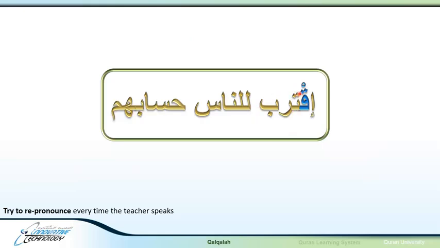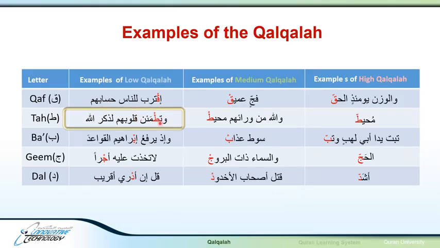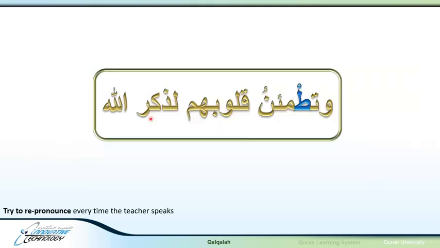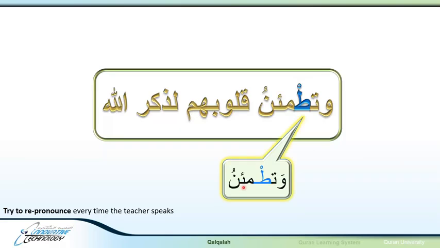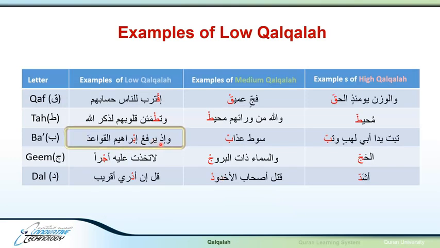And as we see here, we find the qaf in the middle of a word. اقترب. We realize, because it's in the middle, it's the lowest level of qalqala. Second, وتطمئن. Low, ta, middle of the word. Ta with sukoon in the middle of the word. Next, يرفع إبراهيم القواعد.